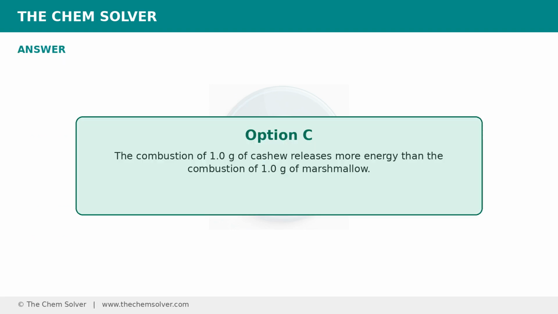The correct answer is option C. The combustion of 1.0 gram of cashew releases more energy than the combustion of 1.0 gram of marshmallow.